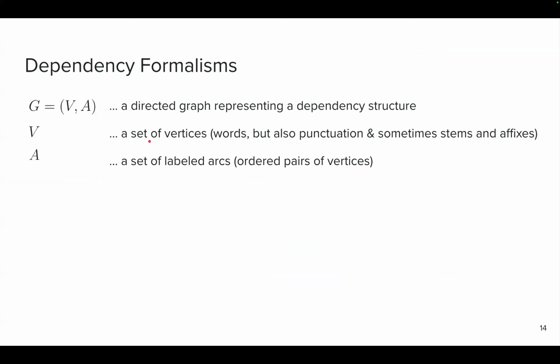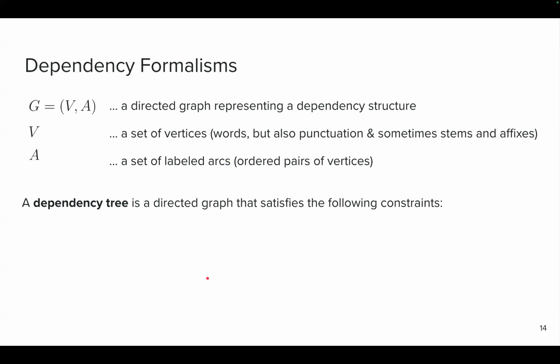Okay, so I will first now define the dependency formalism, and then we are going to see a first algorithm for dependency parsing. To define the dependency formalism a bit more formally, we would say that we have a directed graph composed, as always, of vertices, which are words, in a broader sense of a set of words. It can also be punctuation and sometimes even stems and affixes. And we also have a set of labeled arcs, which are ordered pairs of vertices with labels.